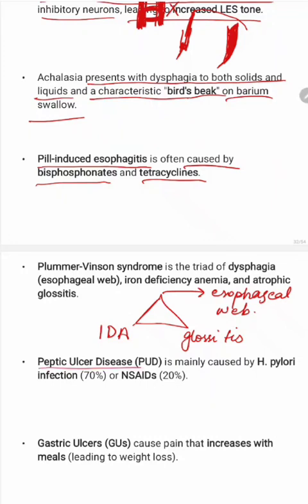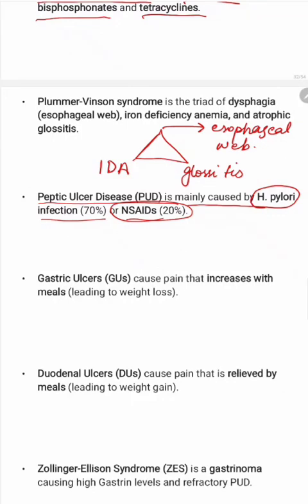Now, peptic ulcer disease. Peptic ulcer disease is mainly caused by H. pylori and NSAIDs. The most common cause of peptic ulcer disease is H. pylori. This is the notorious bacteria, and NSAIDs. Now, gastric ulcer causes pain that increases with meals, leading to weight loss. So if a person is presenting to you with ulcer, you are suspecting that this is ulcer.